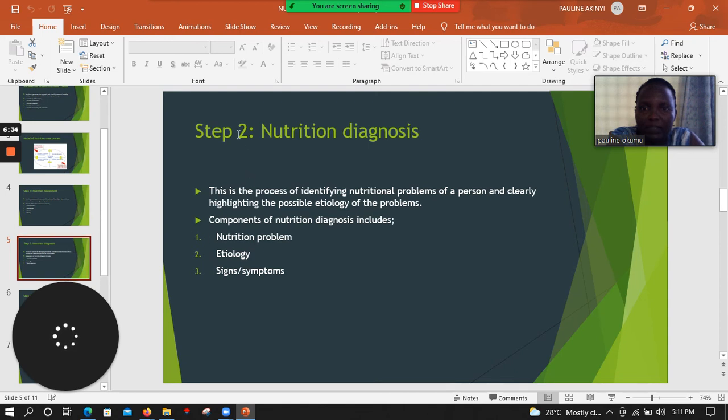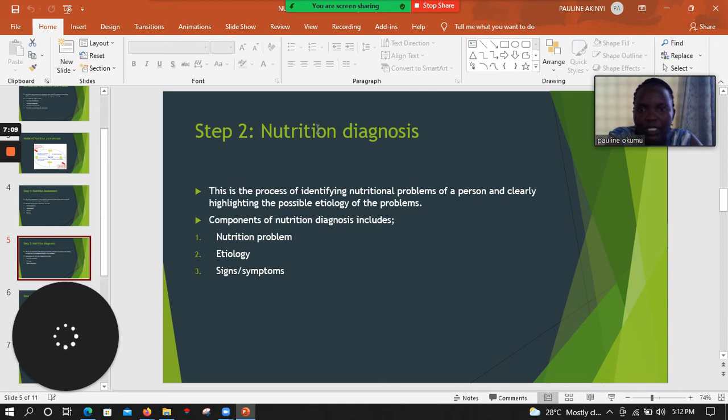And after conducting nutrition assessment, the next step is nutrition diagnosis. So with the information you got from the assessment, you can now do a diagnosis. So basically, nutrition diagnosis is the process of identifying the problem of a person and clearly highlighting the possible etiology of the problem. So we identified the problem in step 1. Now in step 2, we are trying to identify the root cause of the problem and some of the signs and symptoms related to that problem.